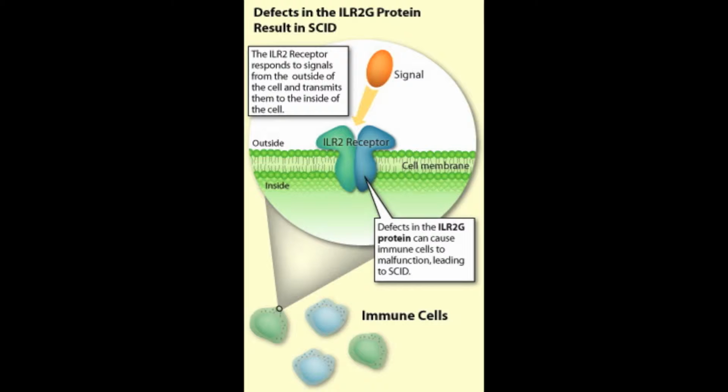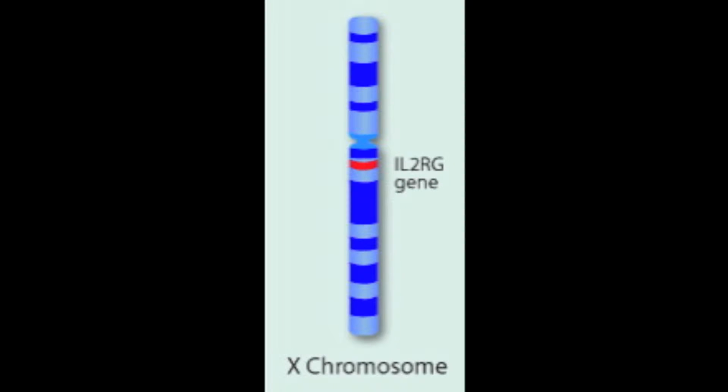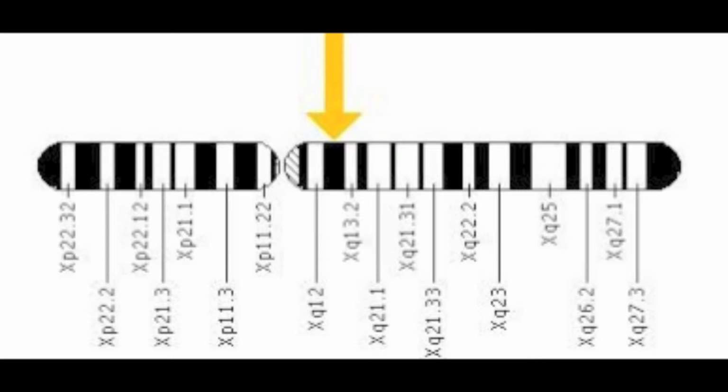The mutation of the IL-2RG gene is responsible for X-linked SCID. IL-2RG has instructions for a protein that is important for normal immune systems to function. This protein produces immune system cells called lymphocytes.